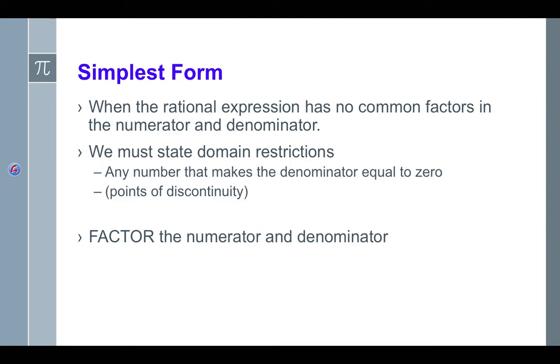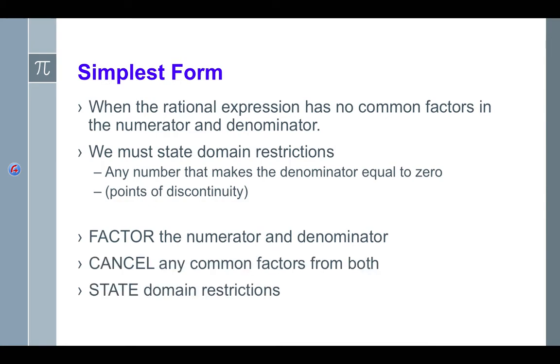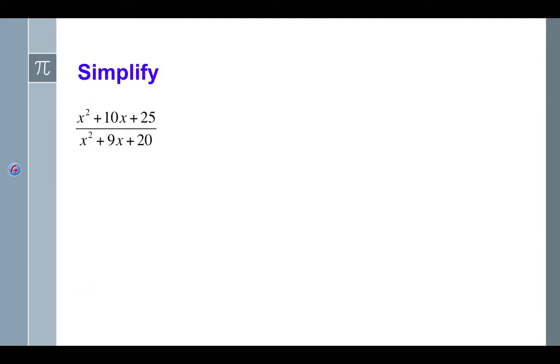So here are the how-tos. This is the list, the order in which we're going to do things. We're going to factor the numerator and the denominator. We're going to cancel out any common factors from both. And we're going to state the domain restrictions as part of our final answer. So let's get right into a few examples.